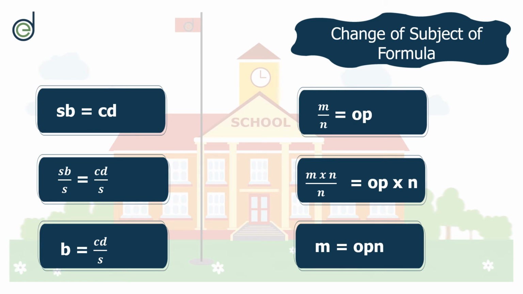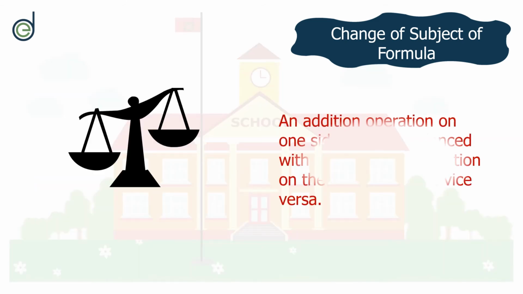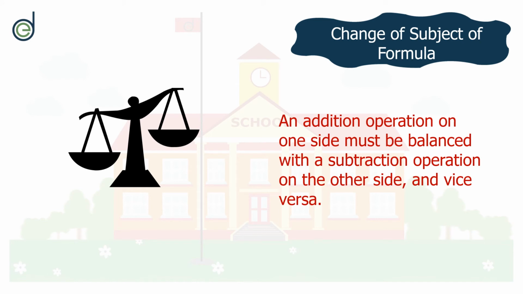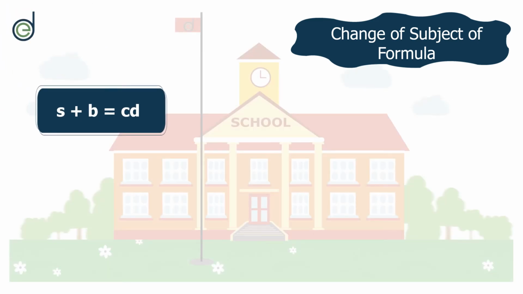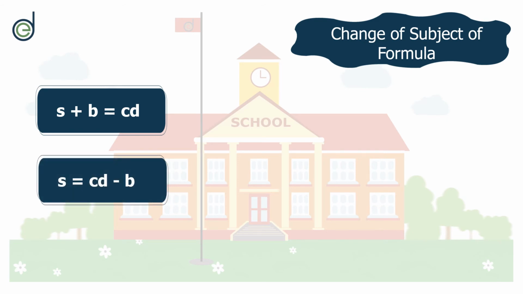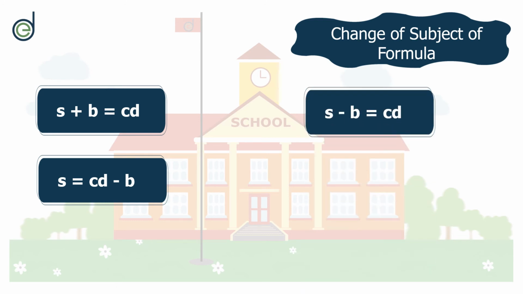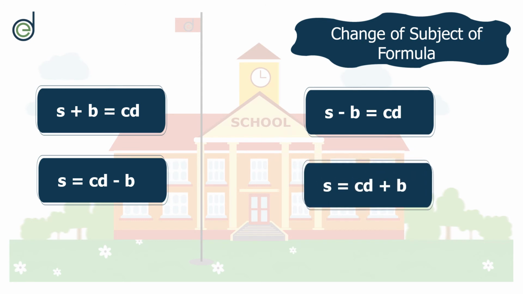Here is another rule. If the operation that relates the variable with other variables is addition, transfer the other variable over the equal sign and change the sign to subtraction. For example, if S plus B is equal to CD. To make B the subject, because B is related to S by an addition, we transfer it to the other side with a subtraction. If S minus B is equal to CD, to make B the subject of the formula, we transfer B to the other side with an addition.